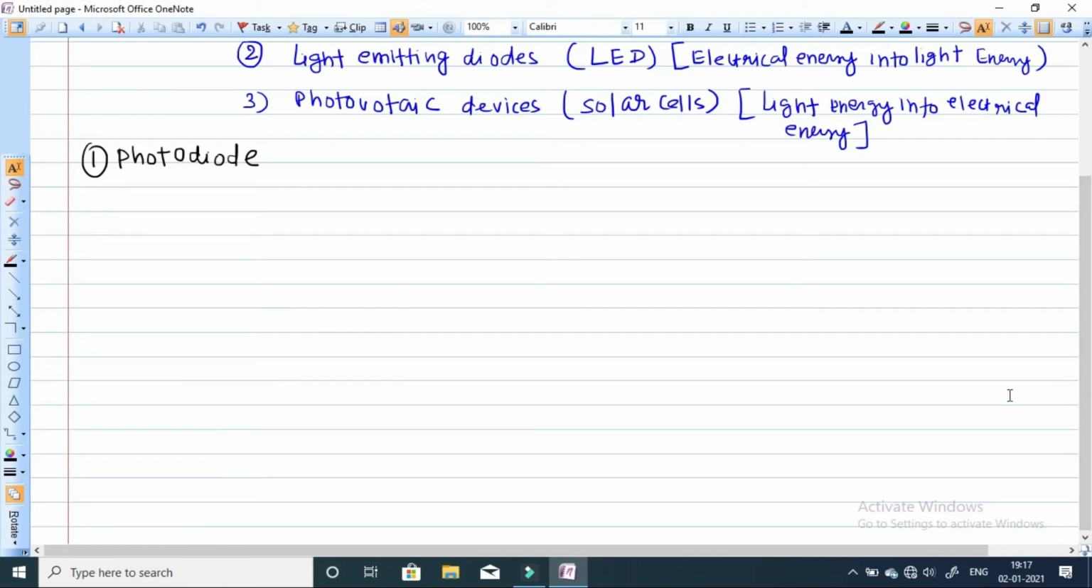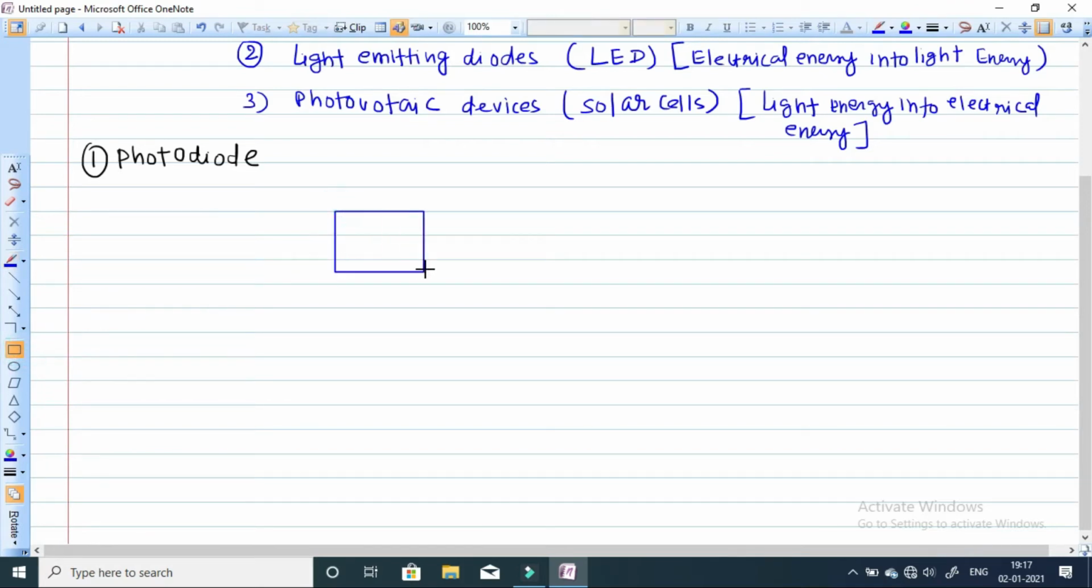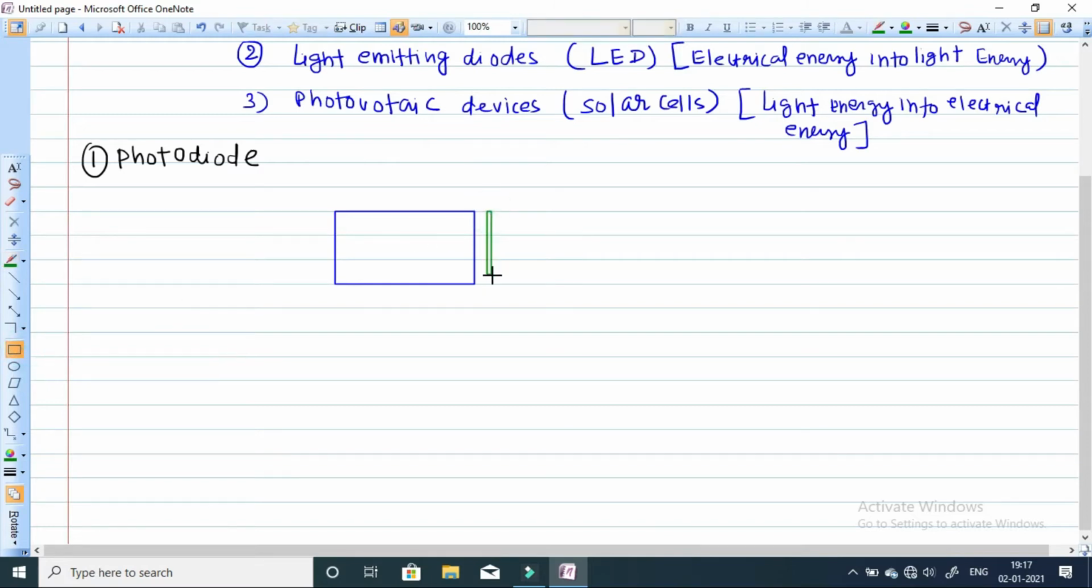Yeah. So photodiode. First we will draw the diagram of this photodiode. Let me draw this P-type. This is your P-type semiconductor, and this is our N-type semiconductor. Now this is the space region near the junction. This is the junction area. This is our junction.